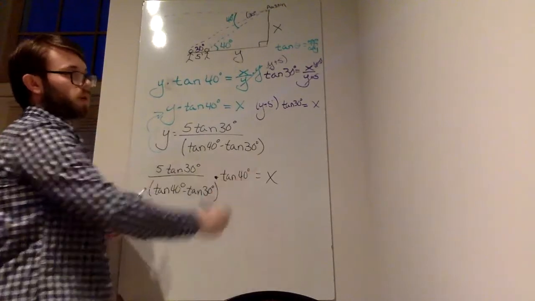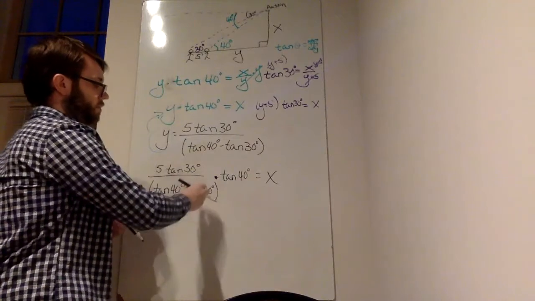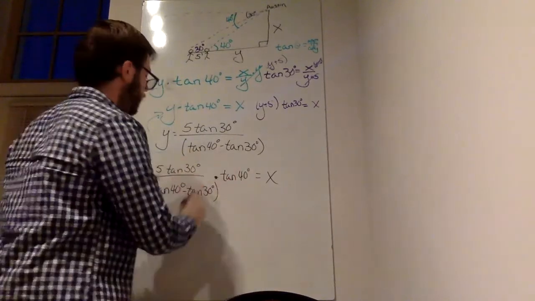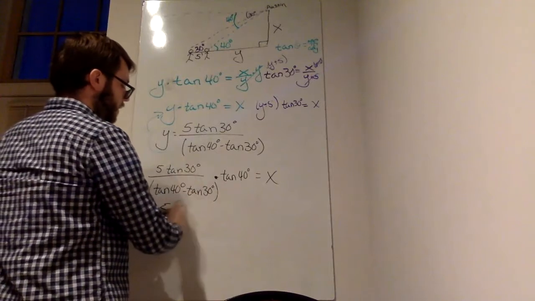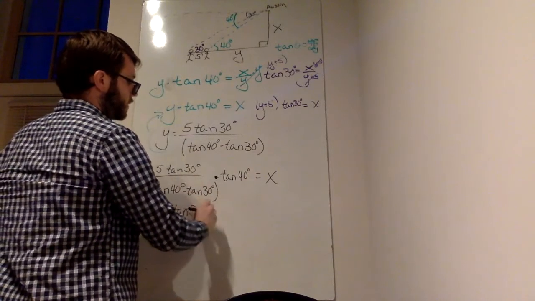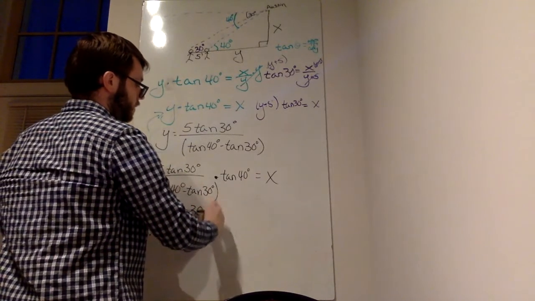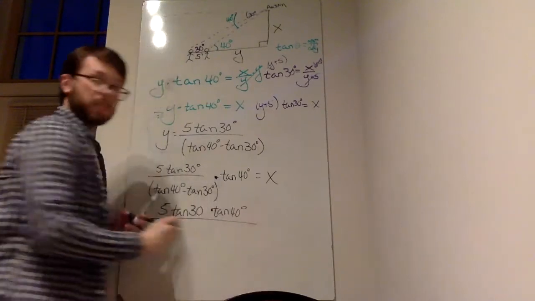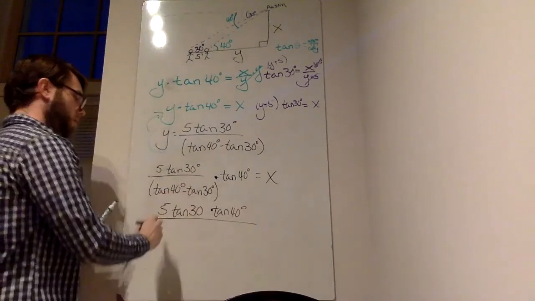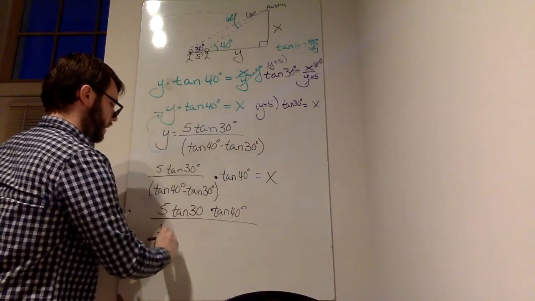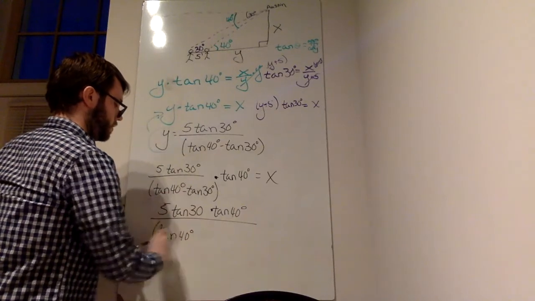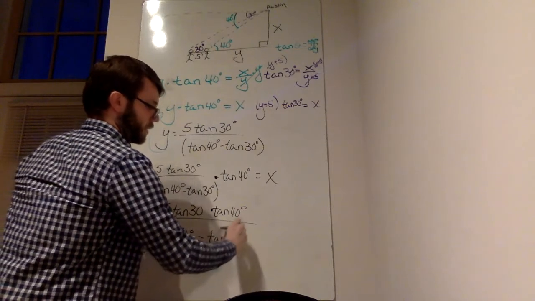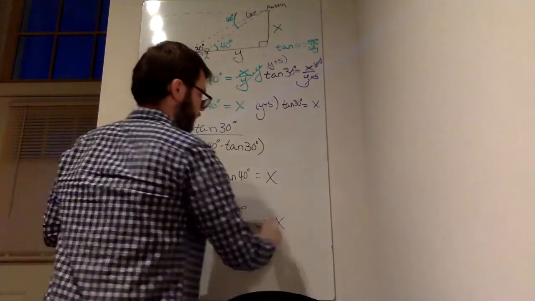Whenever we're multiplying a fraction times a number, we can just put the number in the numerator. So we're getting 5 tangent of 30 degrees times tangent of 40 degrees, and we are dividing that by tangent of 40 degrees minus the tangent of 30 degrees. And again, that's what x is.